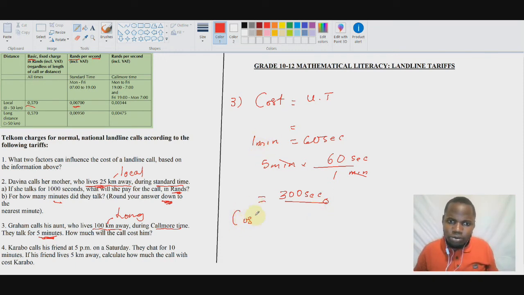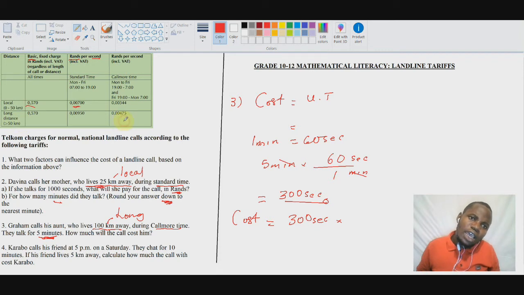Okay. So what will be the cost now? What is used? You have used 300 seconds, times the tariff. What tariff will you use? Go back to your question. Now you have a long distance call and call more time. Go to your tariff table. Where is long distance call? These are long distance calls, right? You go to call more time.